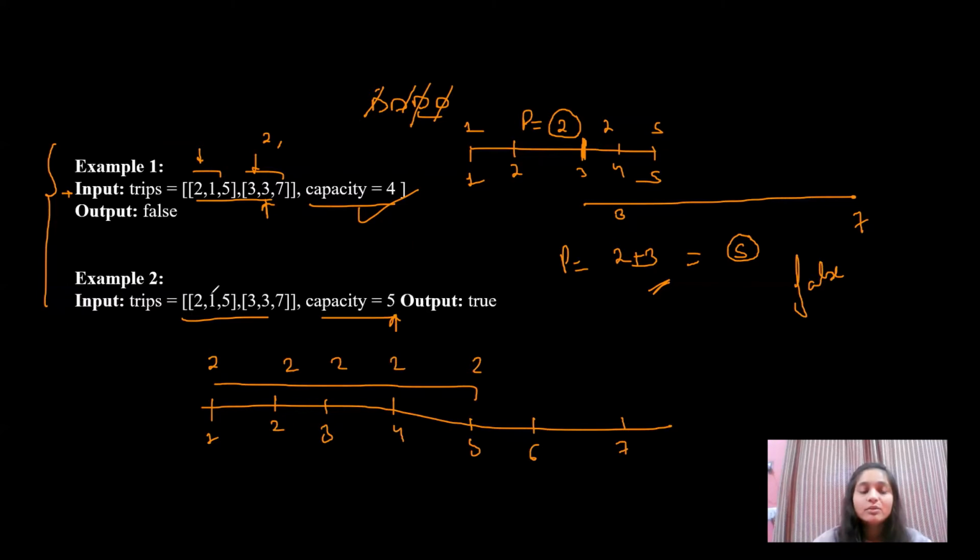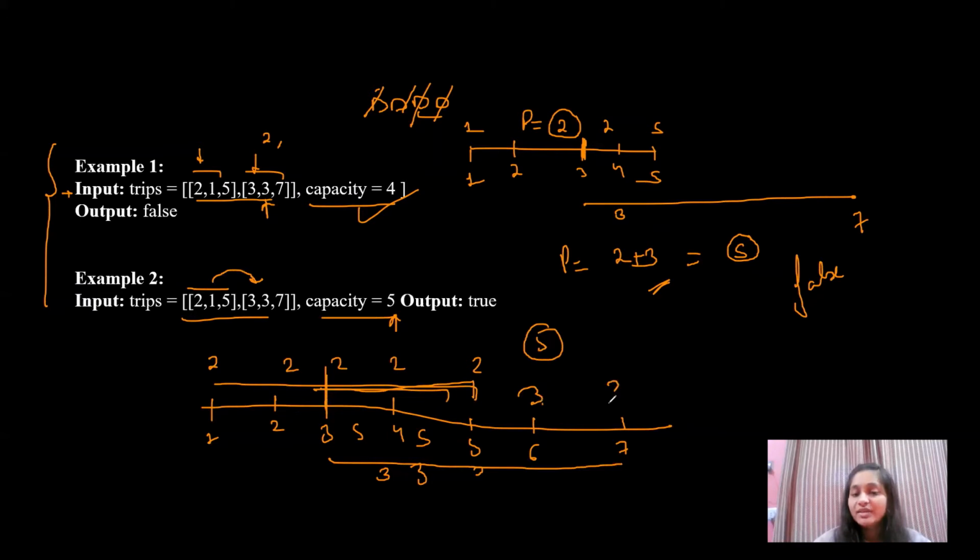When I reach this trip at 3, there were 3 more passengers. So from 3 to 7, I need to take 3 more passengers. In total, in this span, I have 3 plus 2, total 5 passengers. So in total, I am having 5 passengers till 5. And after that, again, I will be having 3 passengers.